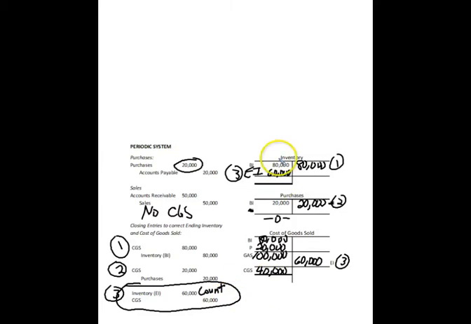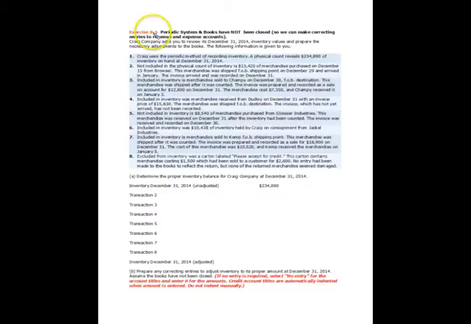Okay? All right, so let's go back. Okay, so we'll go through a few of these. I probably won't go over all of them. Let's look at number 2. Not included in the physical count is $13,420 of merchandise purchased on December 15 from Browser. The merchandise was shipped FOB shipping point on December 29 and arrived in January. The invoice arrived and was recorded on December 31st.